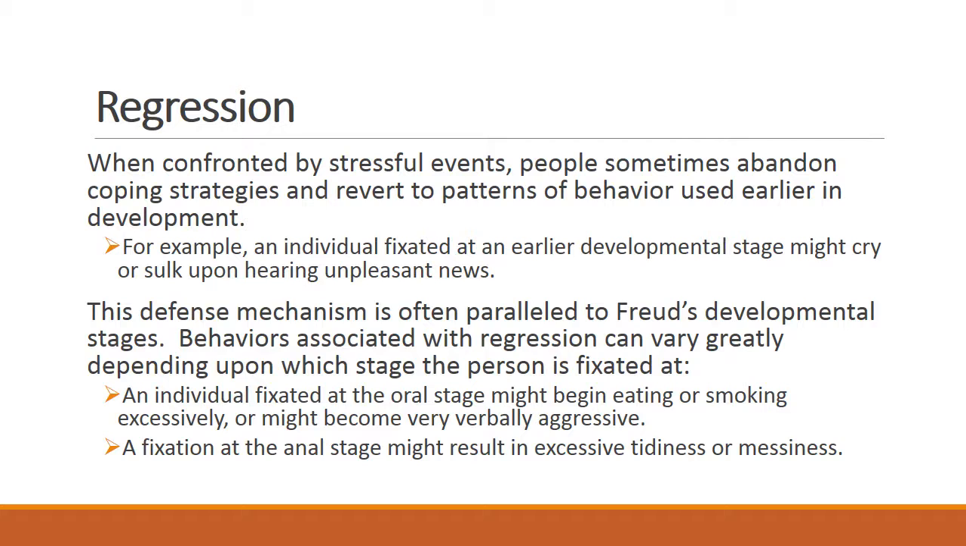Then we have regression. And for those of us who have children, this is pretty familiar, especially when we have our second child and the first child starts to act more babyish because they see the baby getting all the attention. So with regression, when we're confronted by a stressful event, people sometimes abandon coping strategies and revert to patterns of behavior used earlier in development. So, for example, an individual fixated at an earlier developmental stage might cry or sulk upon hearing unpleasant news. This defense mechanism is often paralleled to Freud's developmental stages. Behaviors associated with regression can vary greatly depending on which stage the person is fixated at.